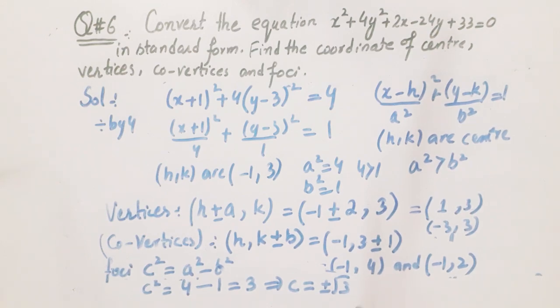So the focus for the major axis is horizontal. You will get -1 plus minus square root of 3 and k, that is 3. So this is the solution of this question. I hope you understand all the steps how we have done this question. Now we will solve question number 7.